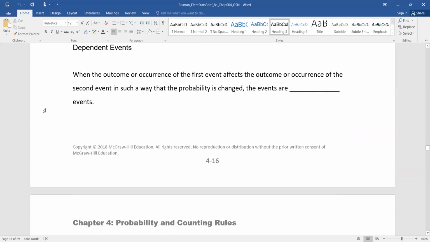So dependent events are when the outcome or occurrence of the first event does affect the outcome or occurrence of the second event in such a way that the probability is changed. In this case, the events are called dependent events. So this time, if I don't replace the marbles, now it affects the next selection. So therefore, in that situation, it would be a dependent situation.